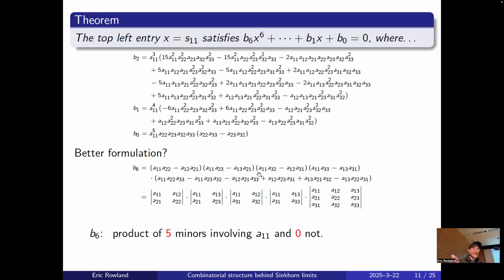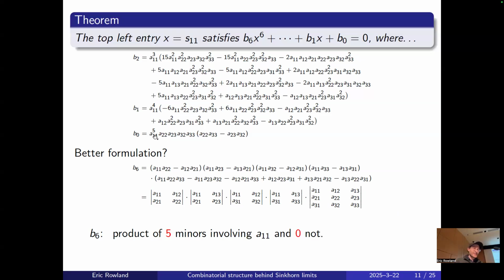I'm going to also add this: in this product there are 0 factors that do not involve A11, or more generally the top row, the first row and the first column. This is going to play a role in a second.